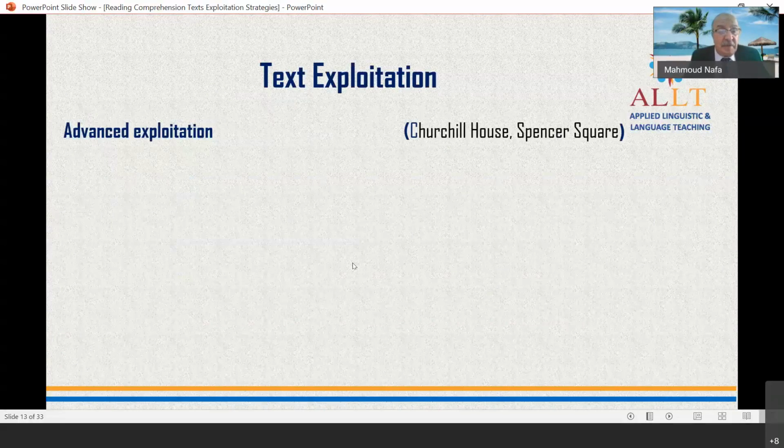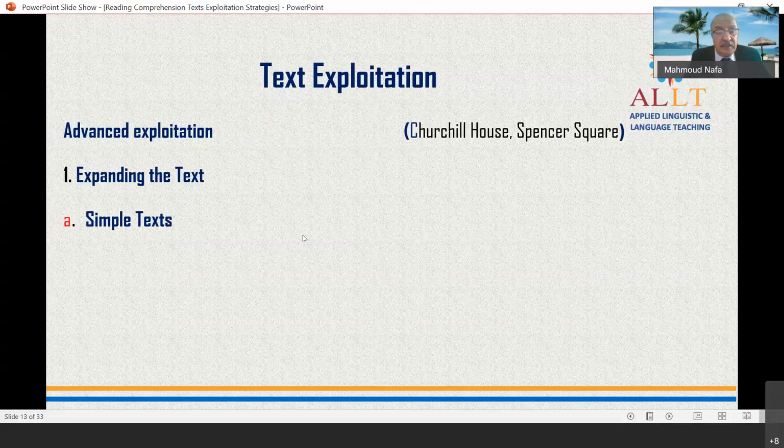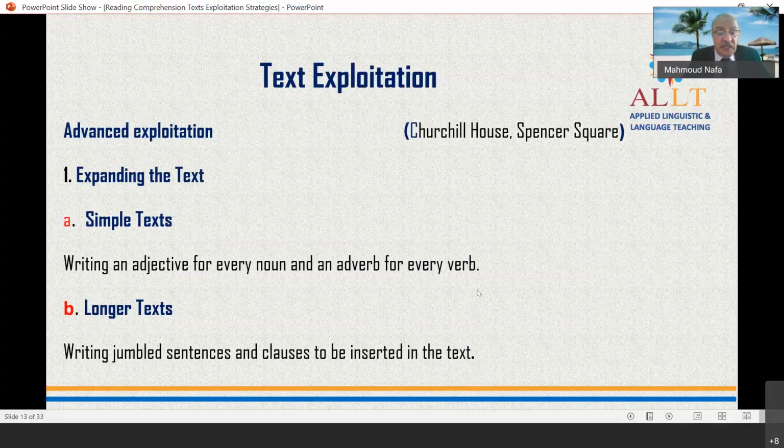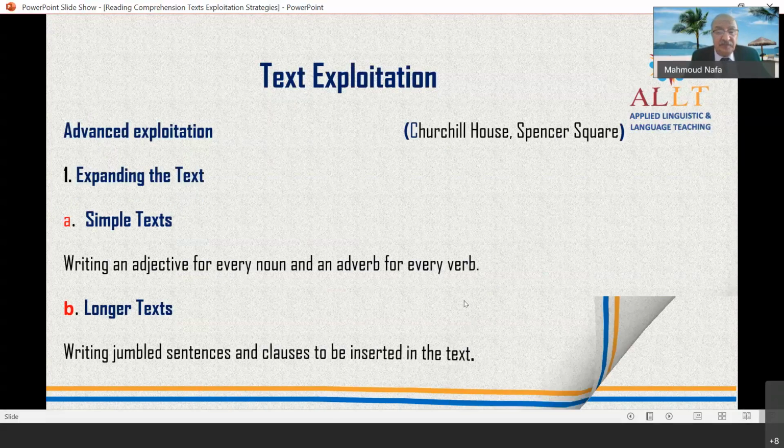Advanced exploitation: expanding the text. For simple text, we can ask students to simply add an adjective for every noun and an adverb for every verb in order to have more creativity. For longer texts, I will write some jumbled sentences and ask students to insert them into the text.